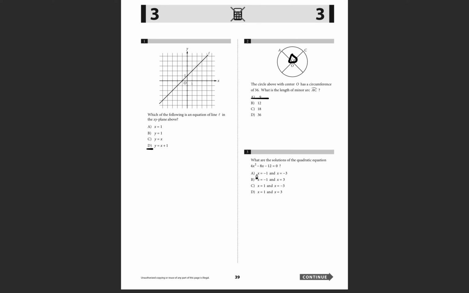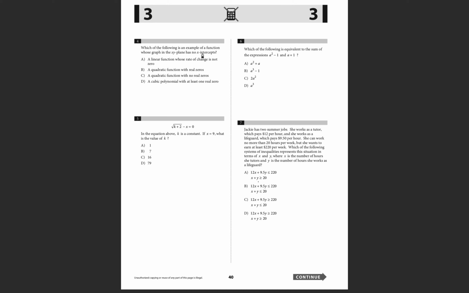So number 4, which graph doesn't have x-intercepts? If a graph has an intercept, it means that when you plug in y equals 0, it has points on the x-axis.